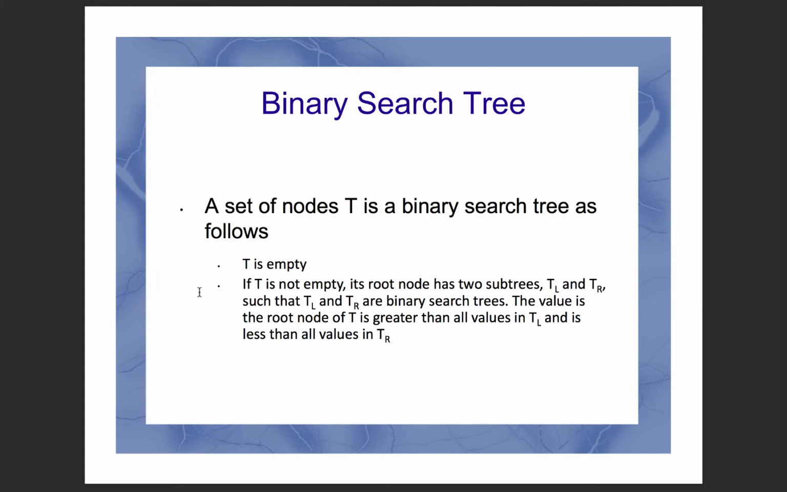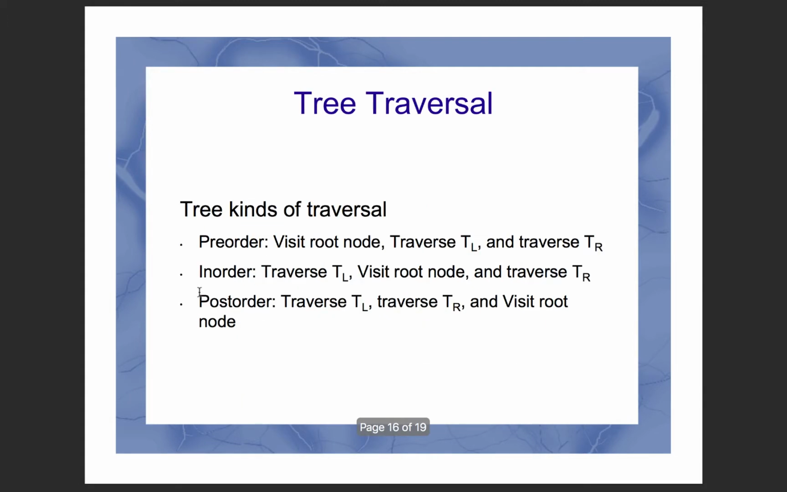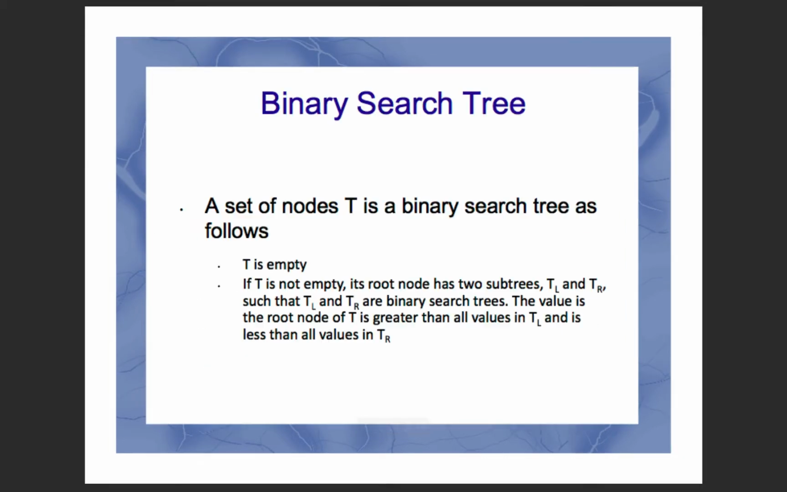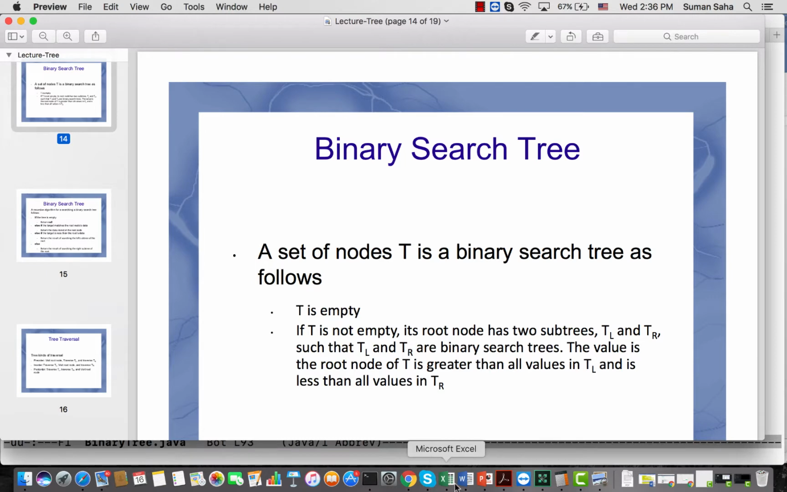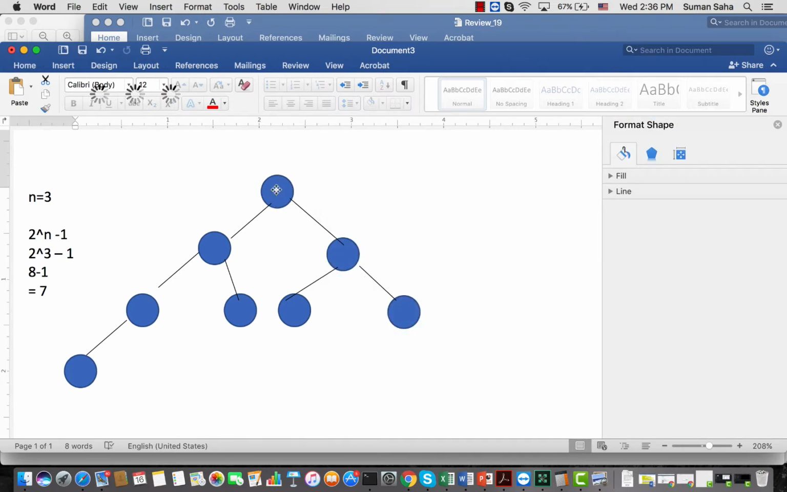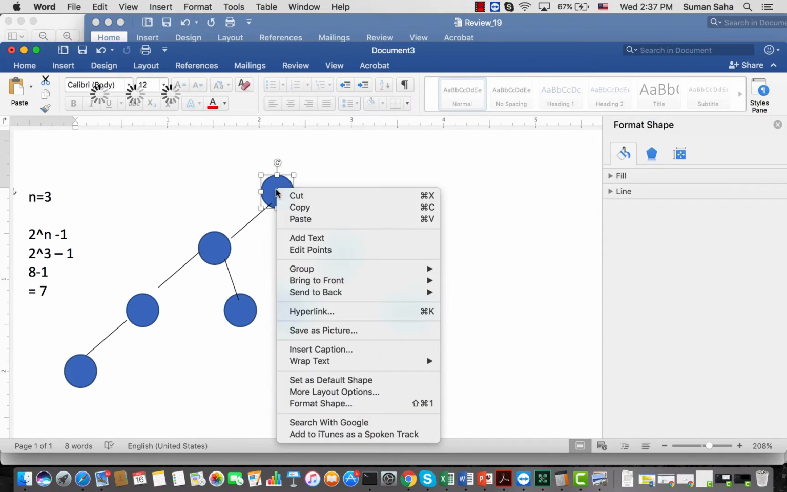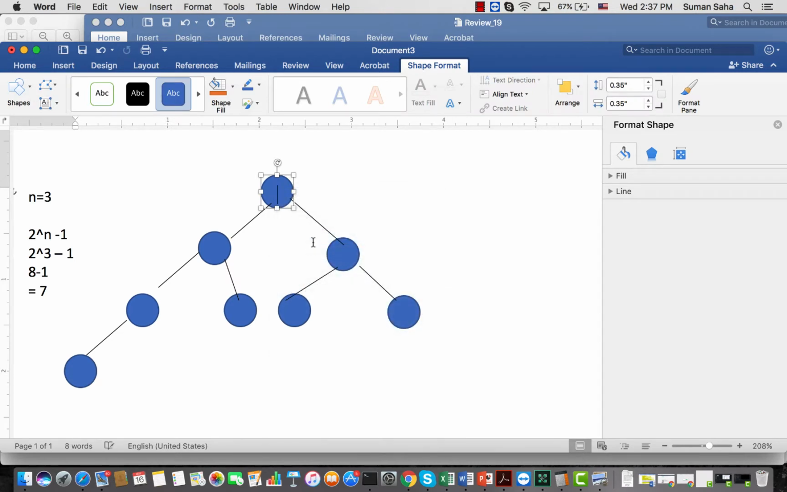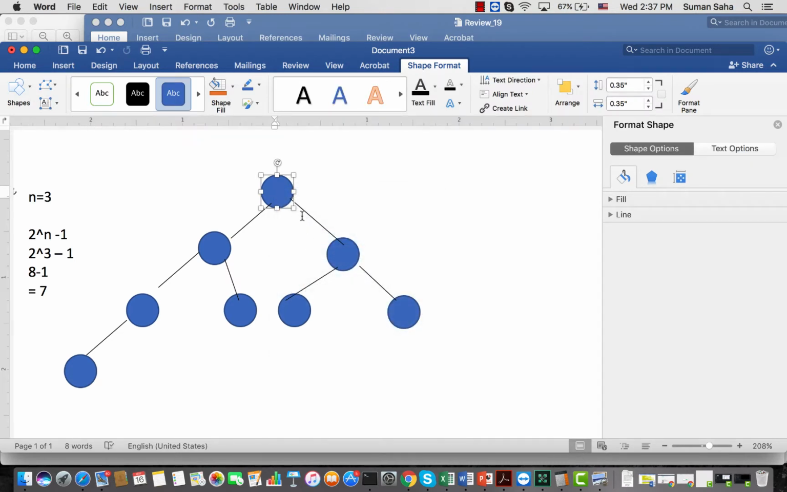So let's see some examples. For example, if you go to these things, whether this one is a binary search tree or not. So say for example, you have 23 over here.